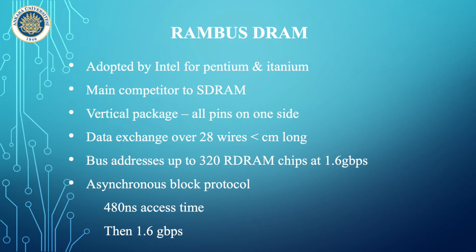Rambus DRAM, developed by the Rambus Company, uses a high-speed serial bus to deliver data at over 1 gigabit per second. Although it offered impressive performance, it was expensive and eventually replaced by the DDR technologies.